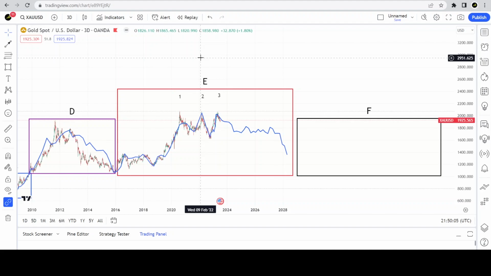I also have a lot of other stuff on crypto. You can watch my previous one I did on the Dow Jones. I cover the dollar, the DXY.